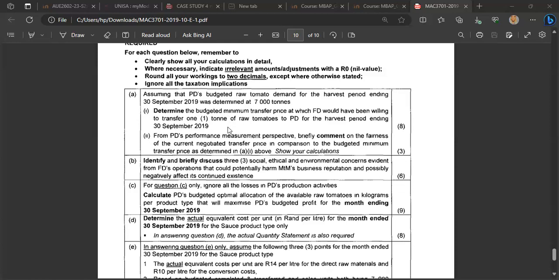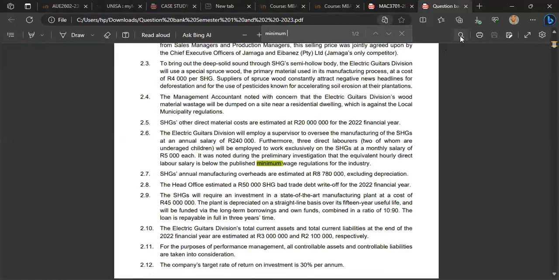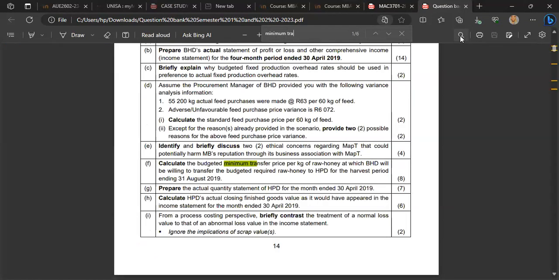So let's just say you are getting confused here. What do you do? You can quickly go to the question bank and see how they want me to present this question anyway. That's what you are asking yourself, right? Then you can simply open the question bank and search. This is transfer pricing, so you might want to search minimum. We want to see the method that they are using. Minimum transfer price. So it's somewhere there, similar to that question, you see, it's 8 marks.